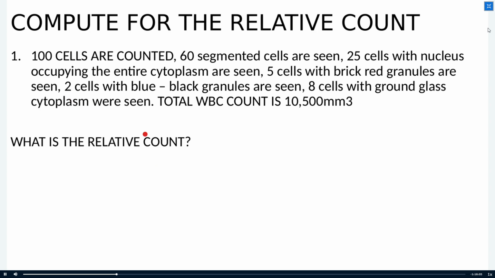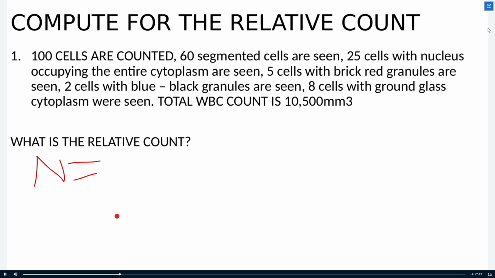Here's a problem class. 100 cells are counted. 60 segmented cells are seen. 25 cells with nucleus occupying the endoplasm are seen. 5 cells with brick red granules, 2 cells with blue to black granules, 8 cells with ground glass. Sir, wala namang nakalagay na neutrophil, lymphocyte, monocyte, eosinophil, basophil dyan. Wala akong nilagay. Ang nilagay ko yung description ng cell para mas mahirapan kayo. Rather, just to make you more of a critical thinker. So, what is the relative count class of your neutrophil?